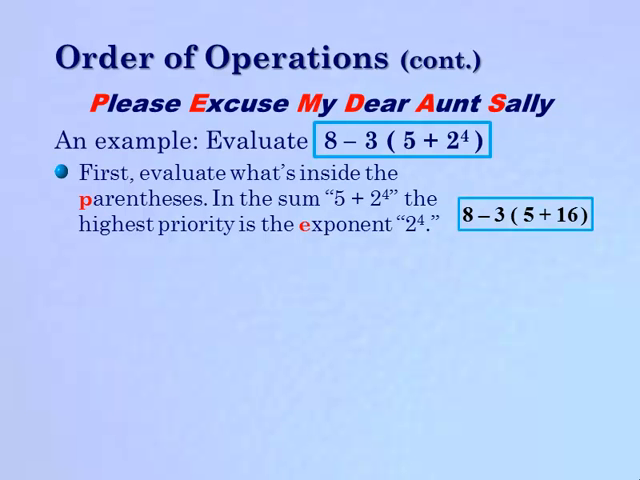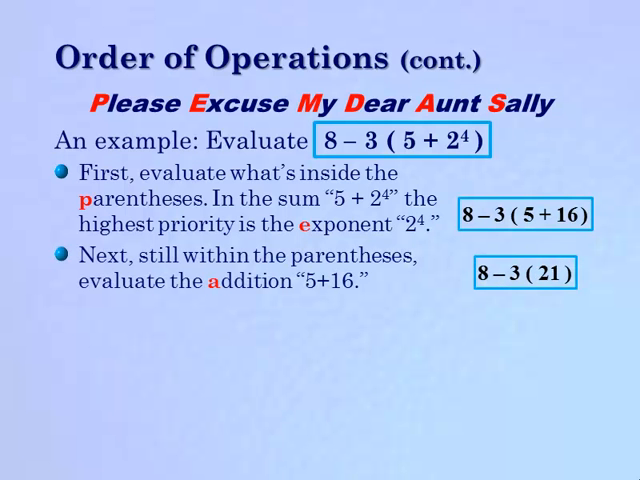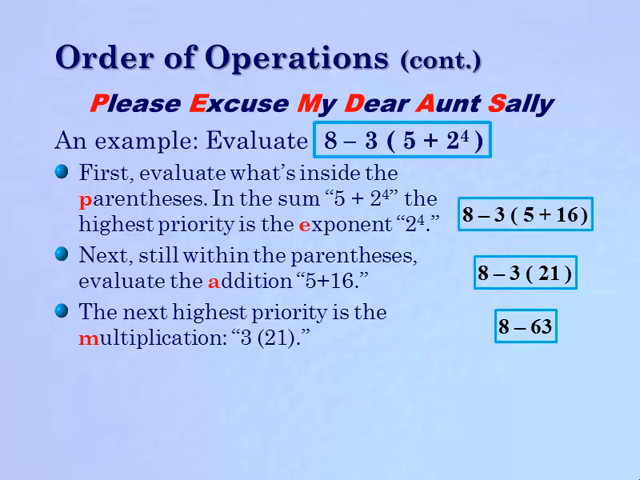And 2 to the 4th is equal to 16, so we simplify the expression to 5 plus 16 inside the parentheses, but we're still working inside the parentheses. Now we need to do that addition, which is the only operation left. So that gives us 5 plus 16 is 21.